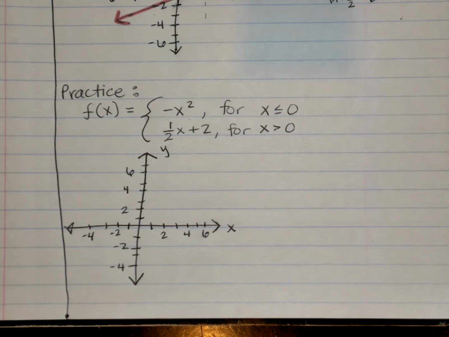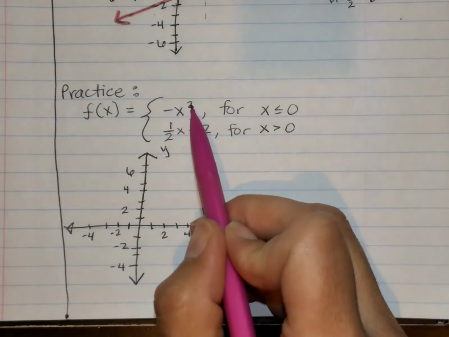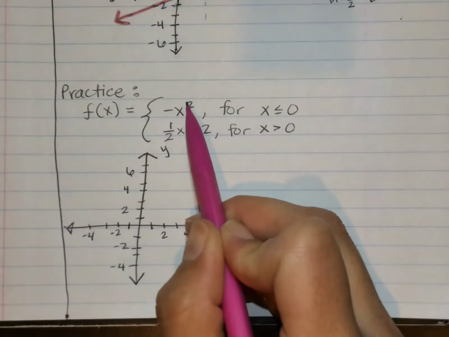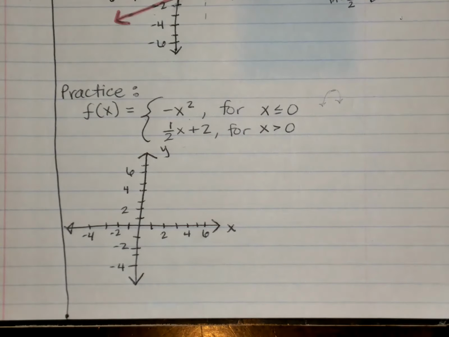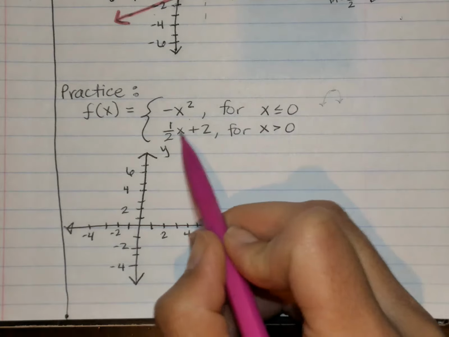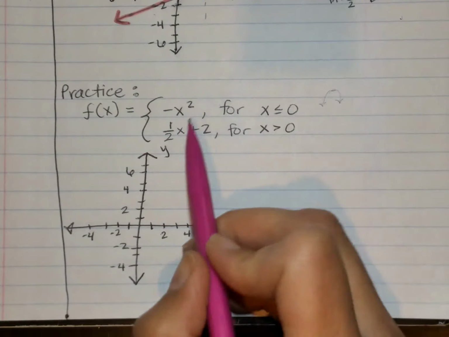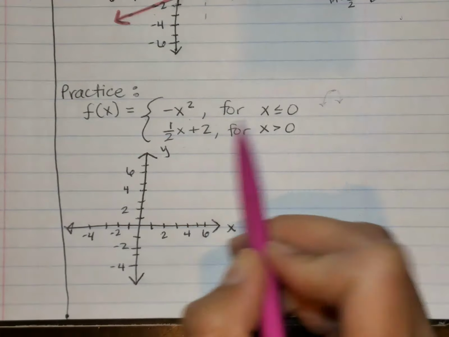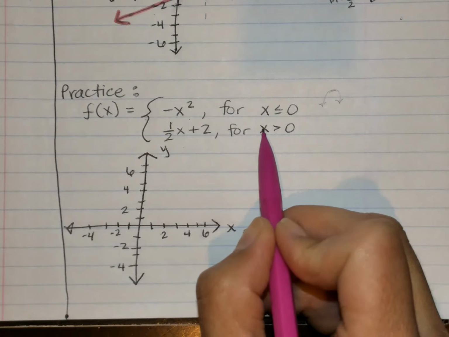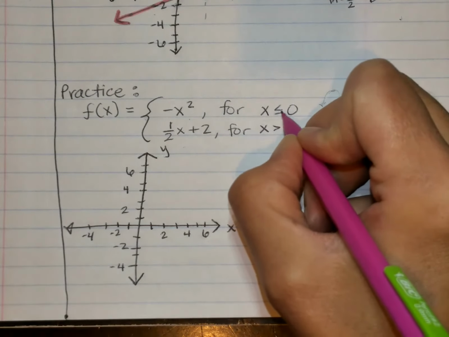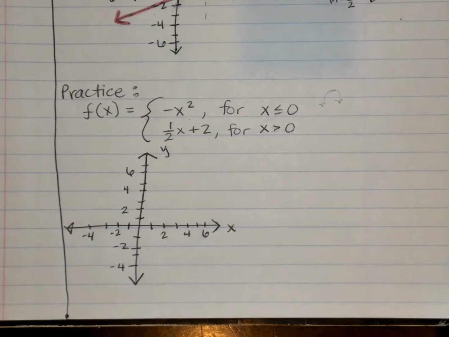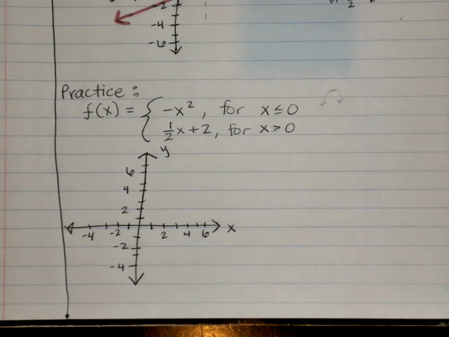So for this function, we are going to have a quadratic. It's got a negative, so I can already imagine it's going to look something like that. It's going to open downwards. And then this one is linear. It's very similar to what we just graphed, except it's 1/2 x plus 2. And the domain is broken up at 0. I can tell right away this one's going to have a closed circle. This one's going to have an open circle. So there's all these different little parts to think about.